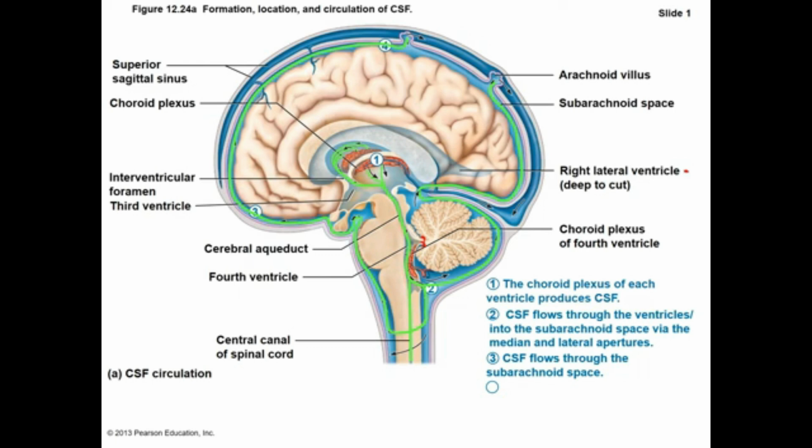Now finally, and last but certainly not least, where the green lines ended up are two of the arachnoid villi, and this is where cerebrospinal fluid gets absorbed back into the bloodstream.